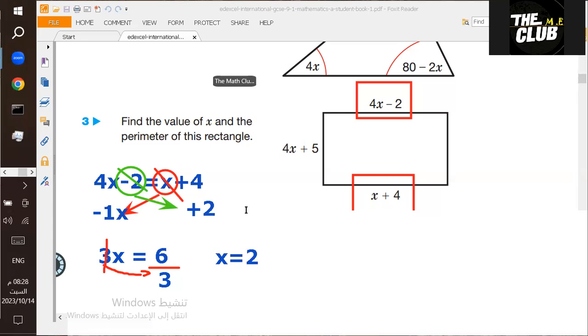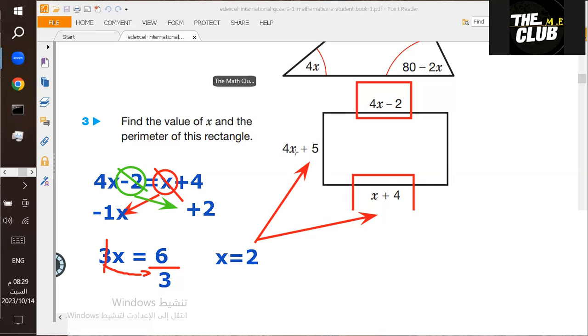So first we wrote an equation. We use the equation to find the value of x. Now we get back to each side to find the sides. We take the 2 here and the 2 here. I don't have to do both of them because these are equal. And these two, I can do one to find the other one.